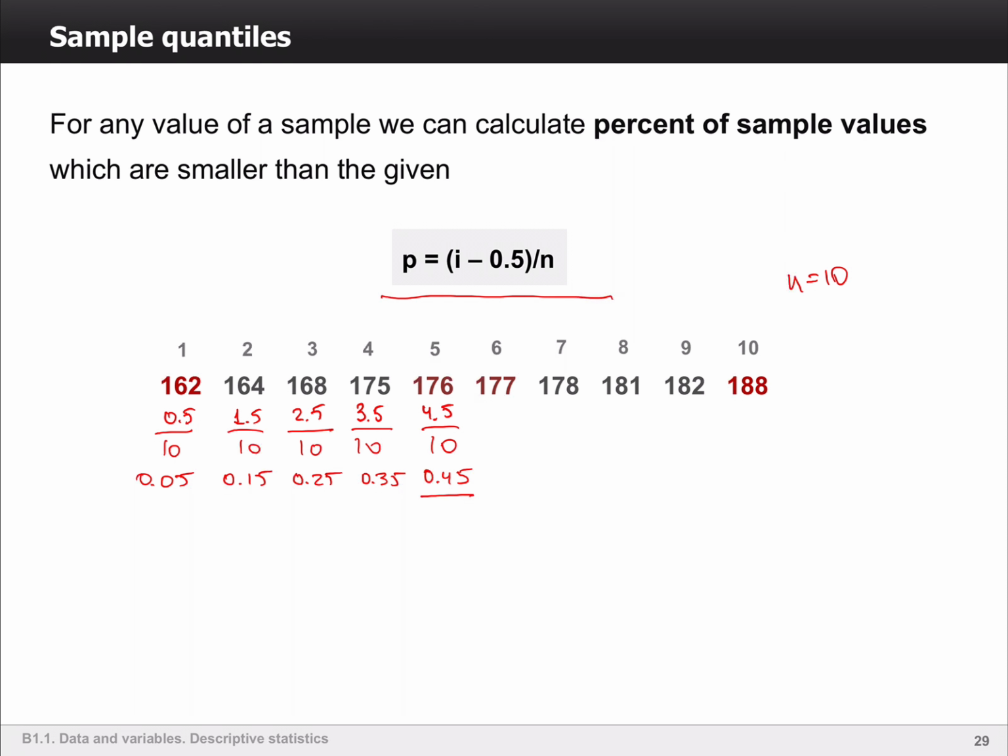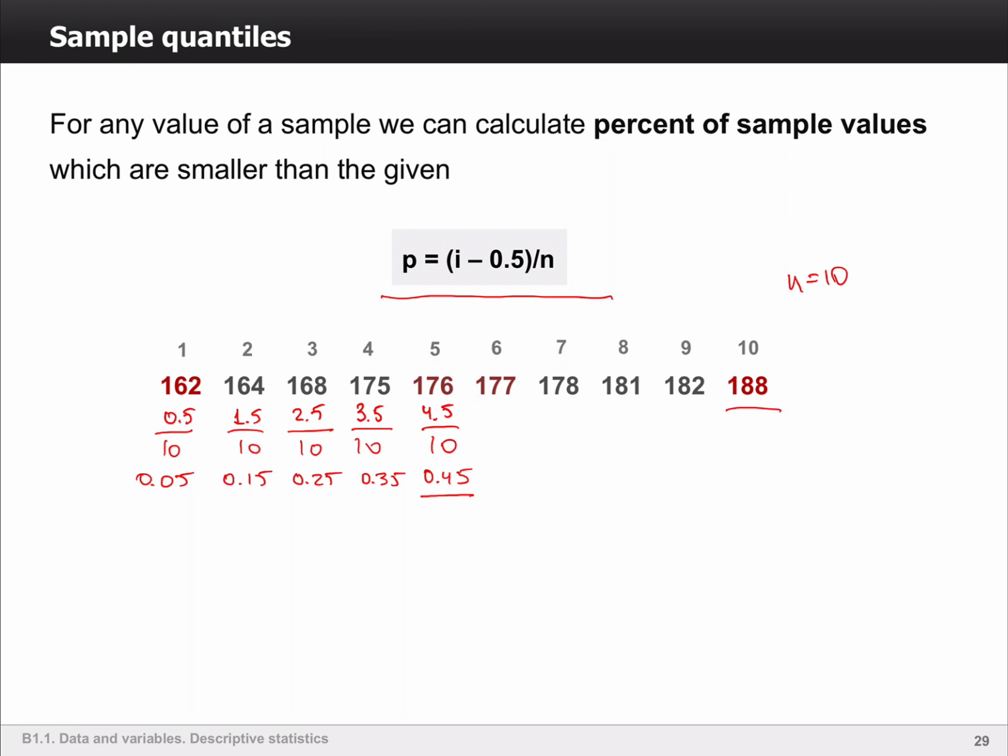However, you can see that, for example, if we take the first value, 162, we've got 5%, but we don't have any values smaller than 162 in our sample. So there is a sort of contradiction here. The idea is that if the sample is small enough, then if you take another sample, there is a good chance that there will be some values that are smaller than that, or, for example, larger than 188.